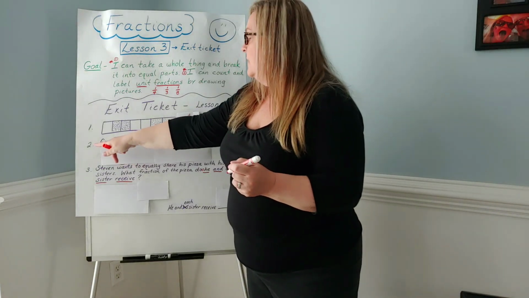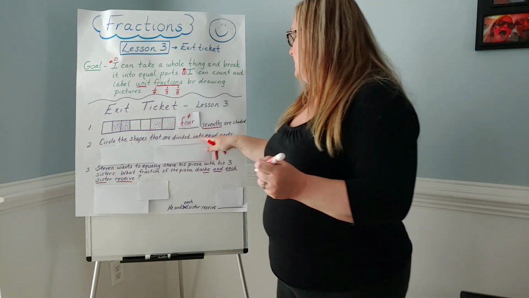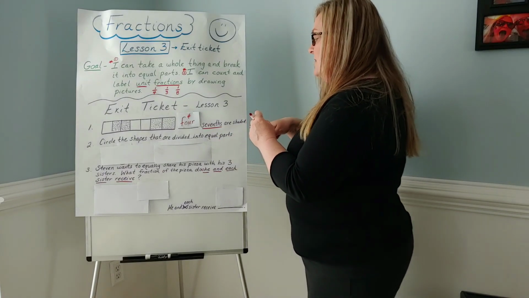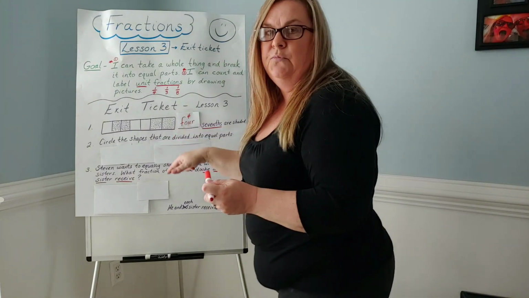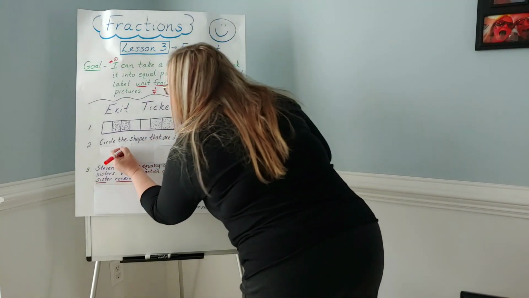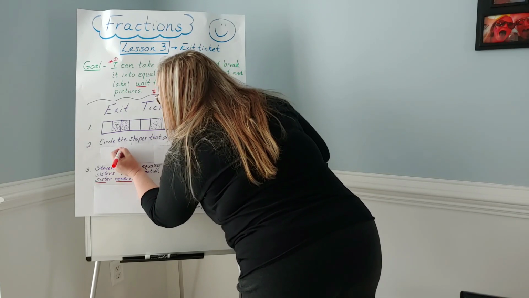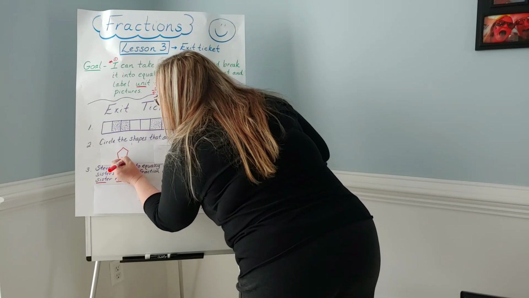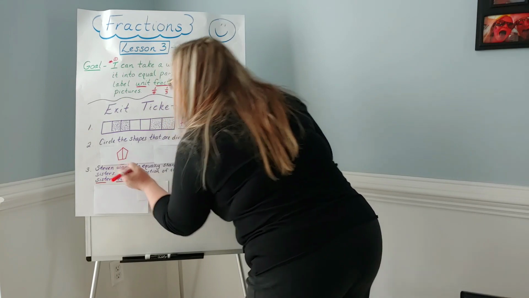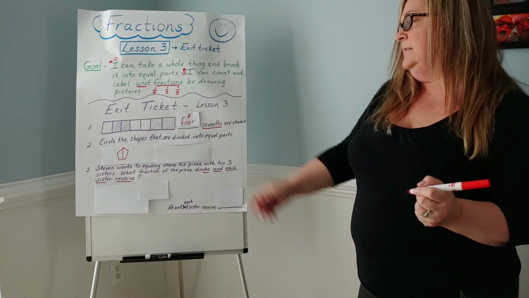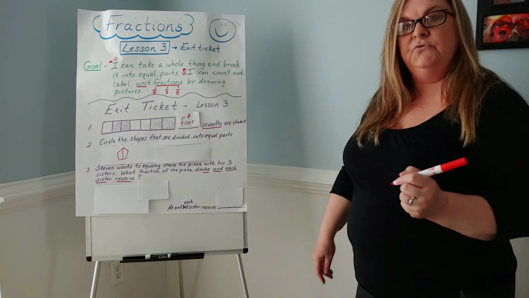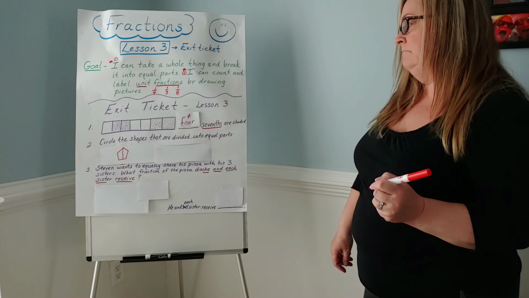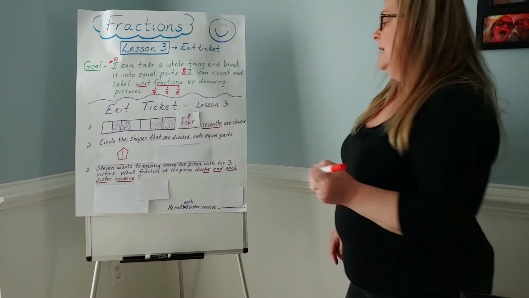Number 2, circle the shapes that are divided into equal parts. Okay, so I'm just going to draw these shapes because Mrs. Bergotti made a boo-boo on this and I had to fix it. So the first shape here is a pentagon. Okay, look at that pentagon. Does that look like it's divided into equal parts? I hope you're saying yes.